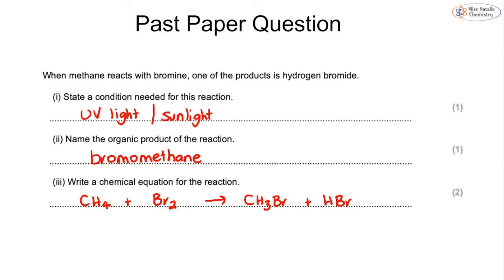We don't need any state symbols here. You don't get any marks for that. You just get 2 marks. The first mark comes from your CH3Br, and then your second mark for everything else, and they're all in a 1-to-1 ratio, so no balancing is required.